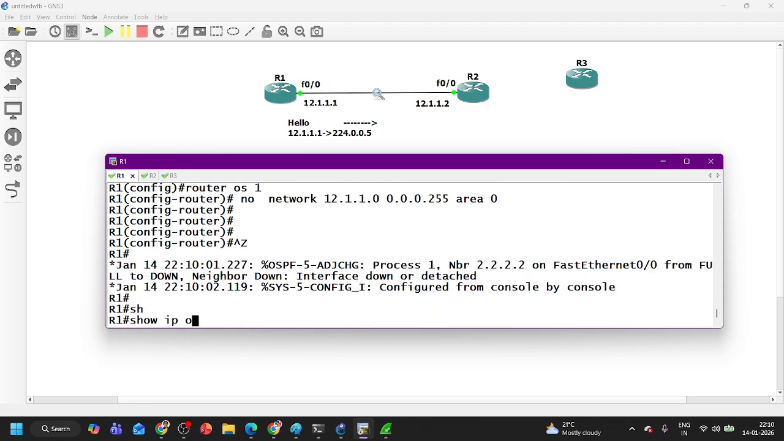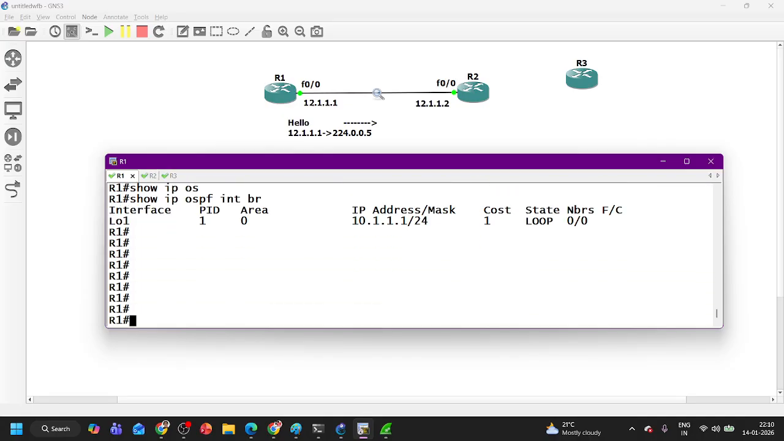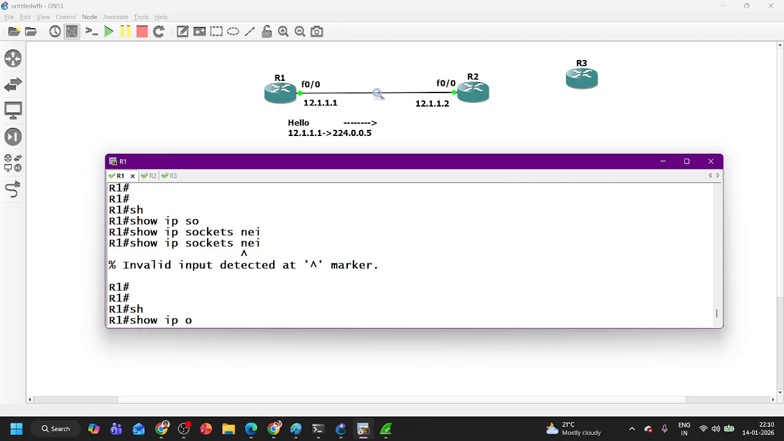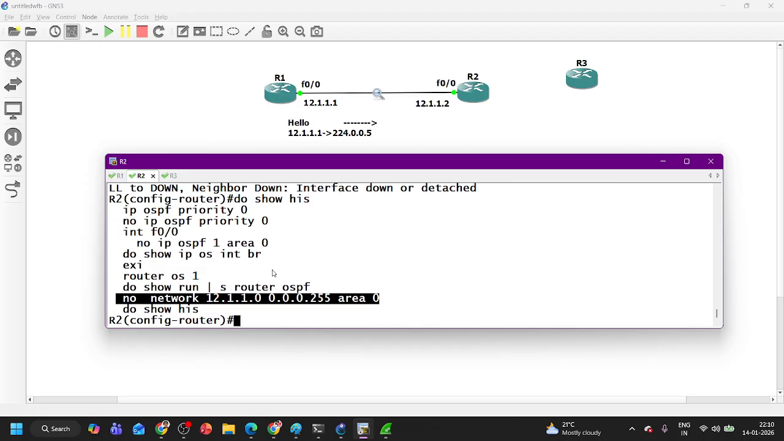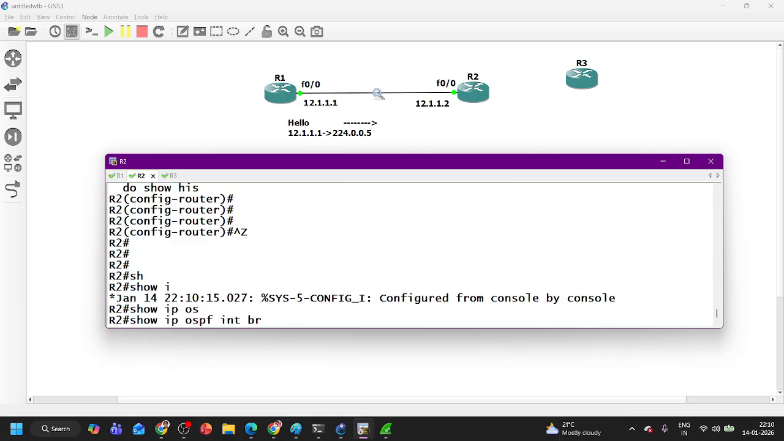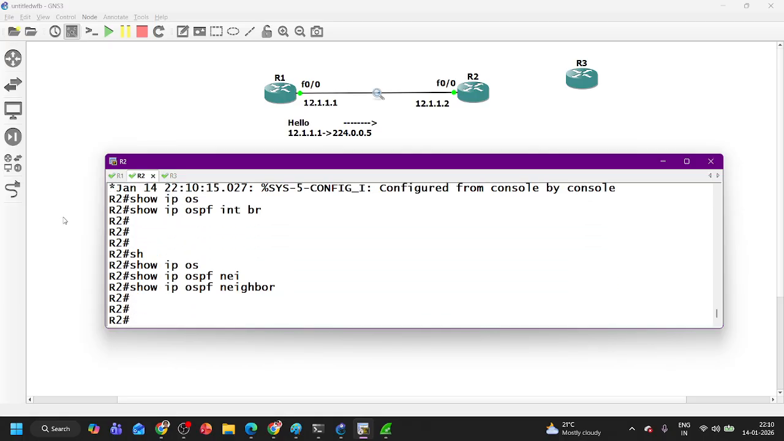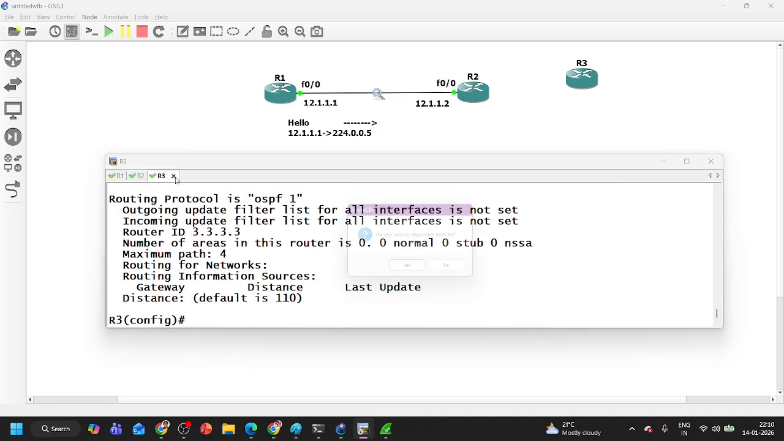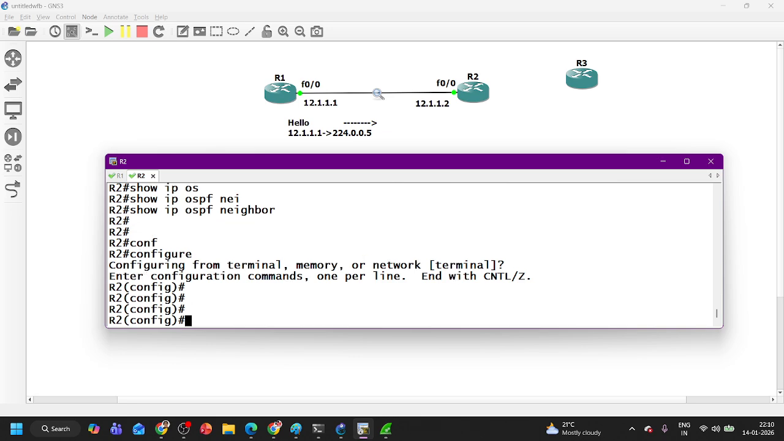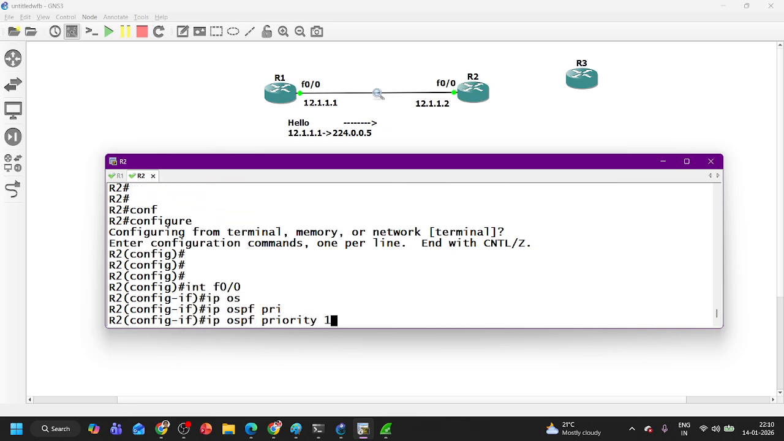Now show IP OSPF interface brief. Okay, OSPF is only enabled on the loopback interface, so show IP OSPF neighbor. We don't have neighborship on router number 2 also. So show IP OSPF interface brief, no interface. Show IP OSPF neighbor. We don't have neighborship. Done. Let me configure R1. First I am going to configure higher priority on router number 2. Interface F0/0, IP OSPF priority 10.